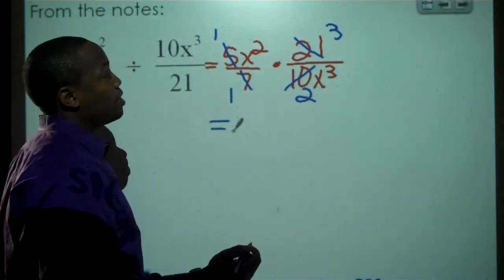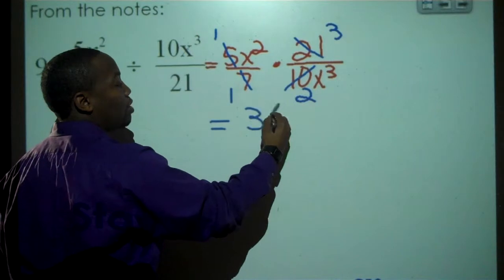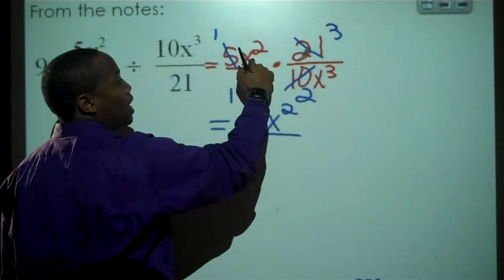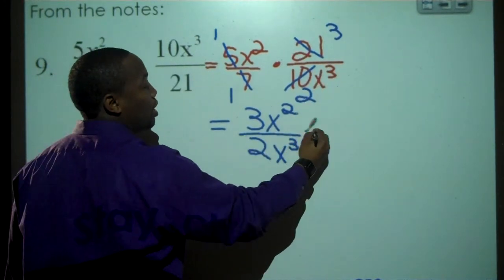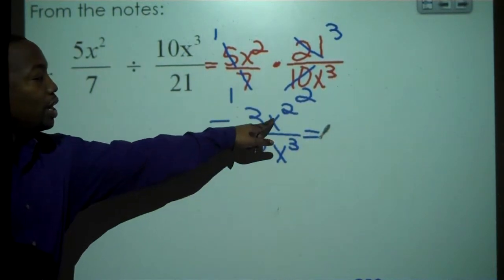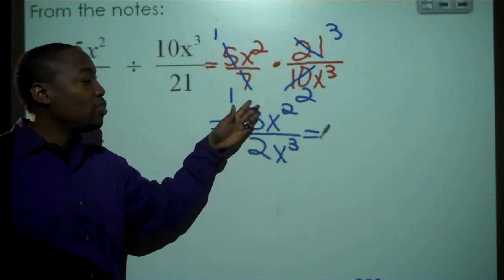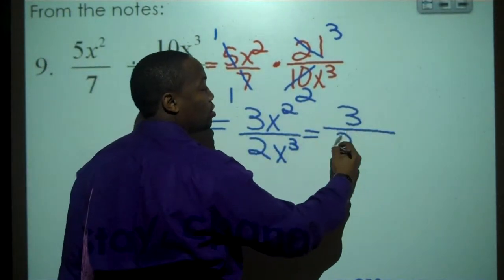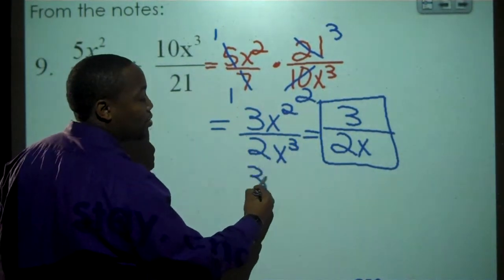Now we're back into what we usually do: multiply the numbers across, and then bring down the variables. So 1 times 3 is 3, x squared, and I have this left over, 2x to the third. From here, what can I do? I can reduce this down. I have 2 of these up here and 3 of these down here, so 2 of the x's will cancel out. So I get 3 over 2x. This is my answer.